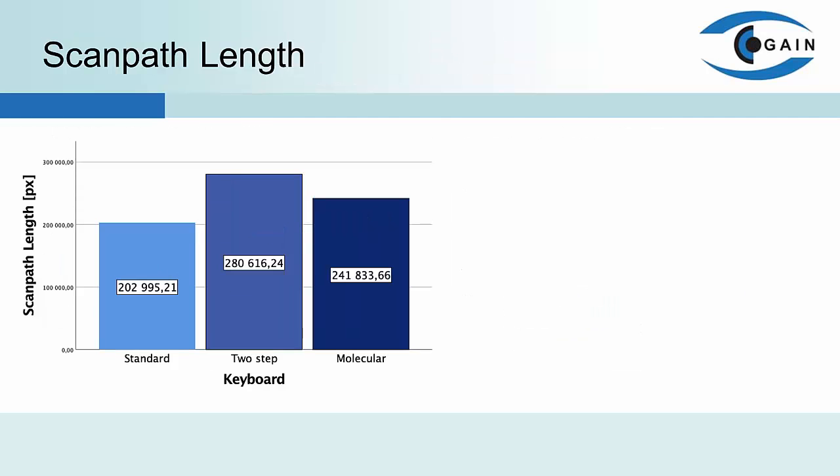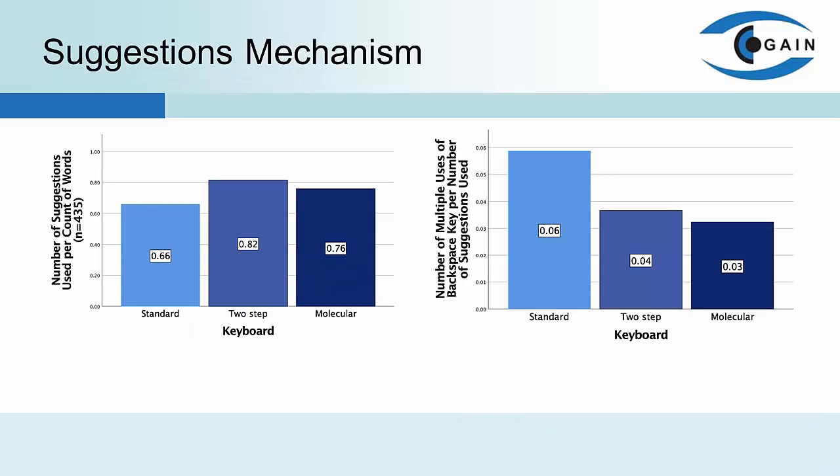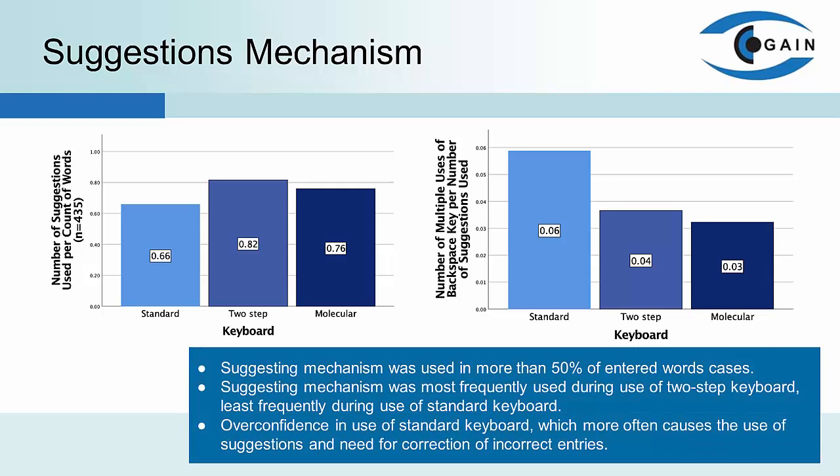This is confirmed by the average scan path length measured during completion of the single tasks, which is longest for the two-step keyboard, by almost 30%. We have also checked the usage of the word suggesting mechanism. It was used in more than 50% of cases of entered words, but there are no important differences in use of this mechanism for various gaze keyboards.